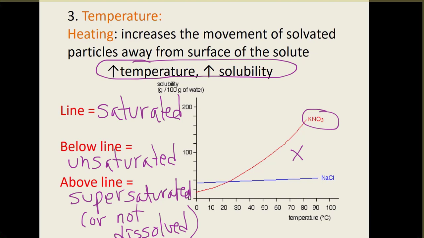If I were to cool it down, eventually I'd come to a point right on the line. Now it would be saturated. And if I were to cool it down more, I would find that it might stay dissolved, so that would be a supersaturated solution, or it's possible that right when I cross that line, it could drop out of solution. And then in that case, it would just remain saturated. And as I cooled it down further, more and more solid would appear on the bottom. All right, so you should be able to read a curve and figure out where you are. Again, on the line is saturated, below the line, unsaturated, above the line, supersaturated, or just not dissolved.